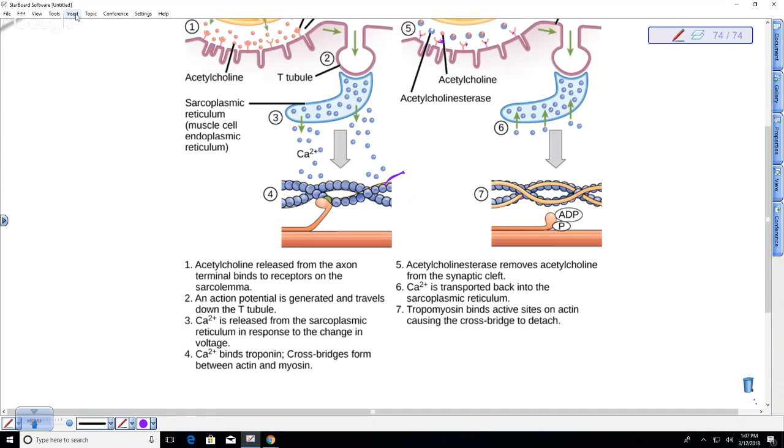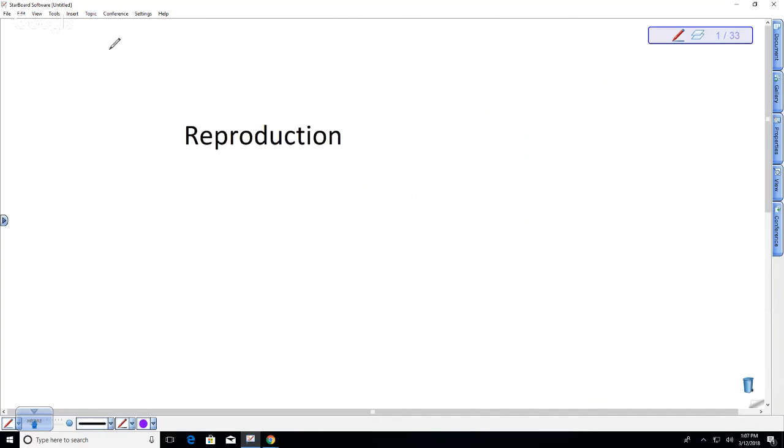Okay. So we are going to now move, sorry, we're jumping around a lot into the quarter. We're going to move to reproduction. So I have a handout for you today with male and female reproductive structures.